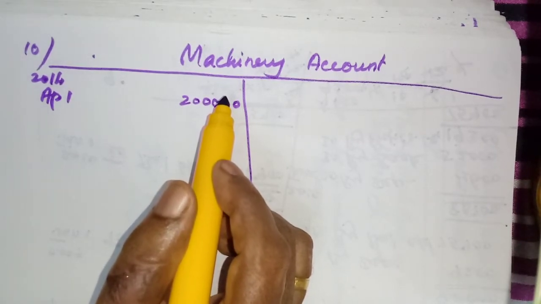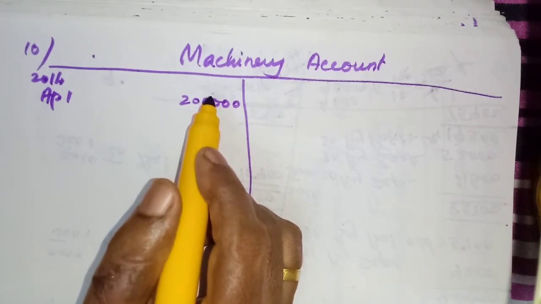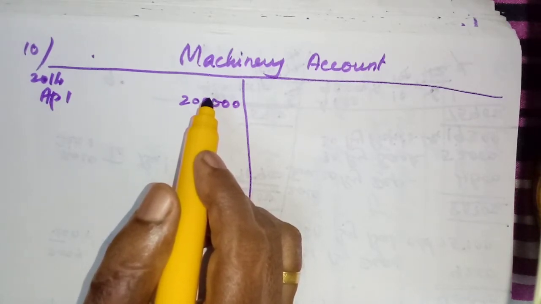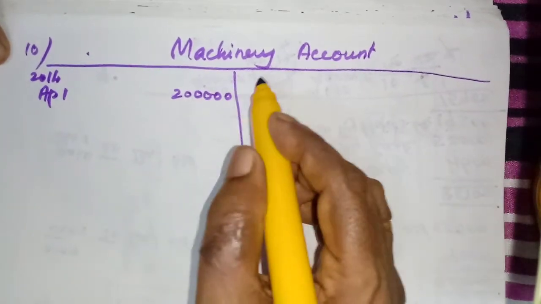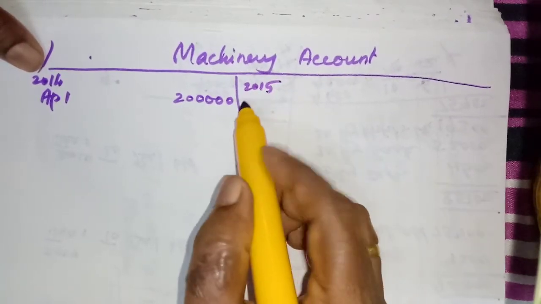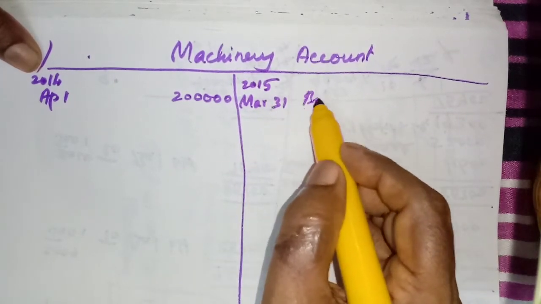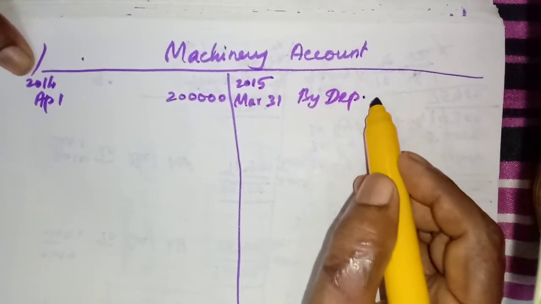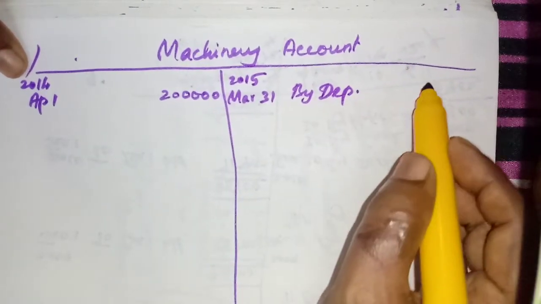Then on 1st April 2014 you see any other transaction? No, the books of accounts are closed on 31st March. Okay, 31st March, so next year, isn't it? 2015, March 31 by depreciation. Okay, we need to calculate 10%. 10% means 20,000.